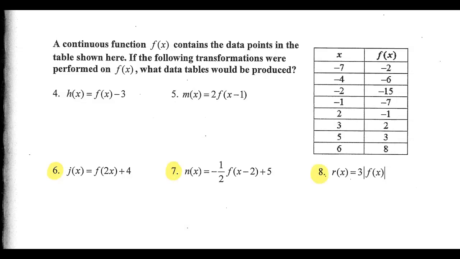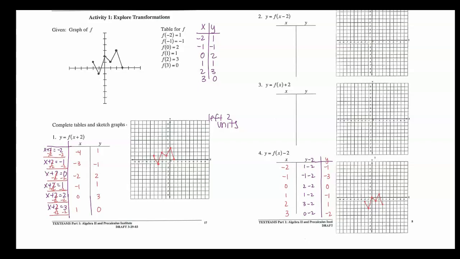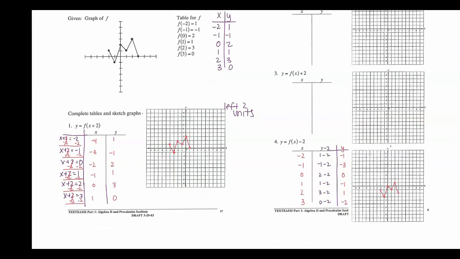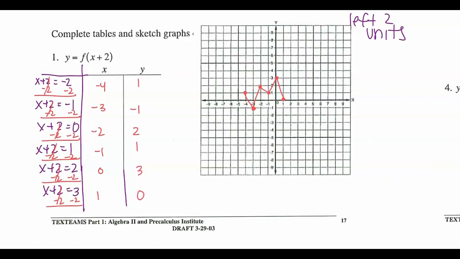It says a continuous function f of x contains the data points in the table shown here. If the following transformations were performed on f of x, what data tables would be produced? So it's pretty much asking us to do the exact same thing that we did on the Explore Transformations Move the Monster activity, but it's not asking us to graph it, which is kind of nice. All we're going to do for all of these questions is create this transformation table, and that's it. That's all I really need to do.